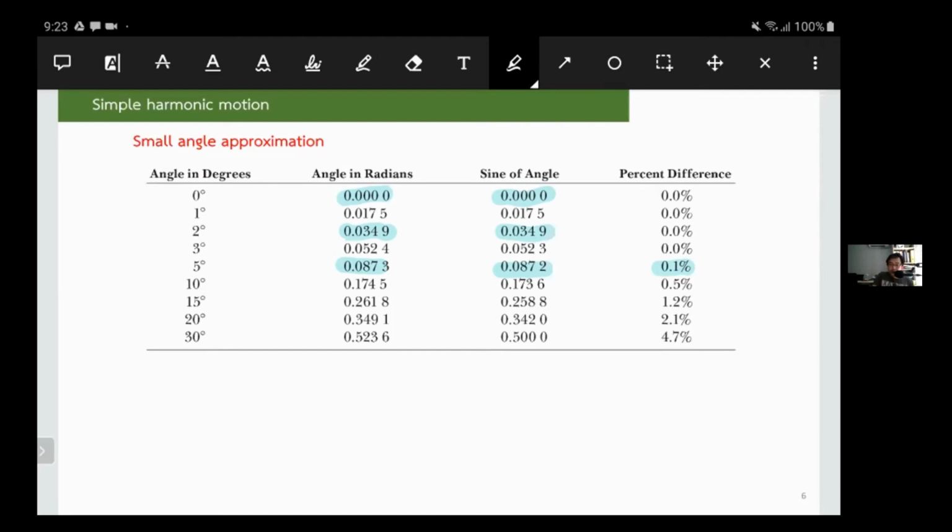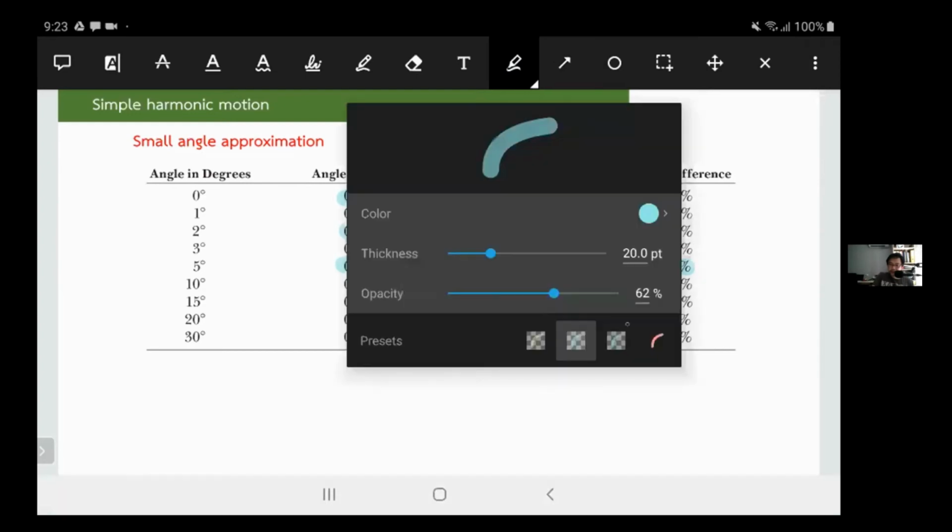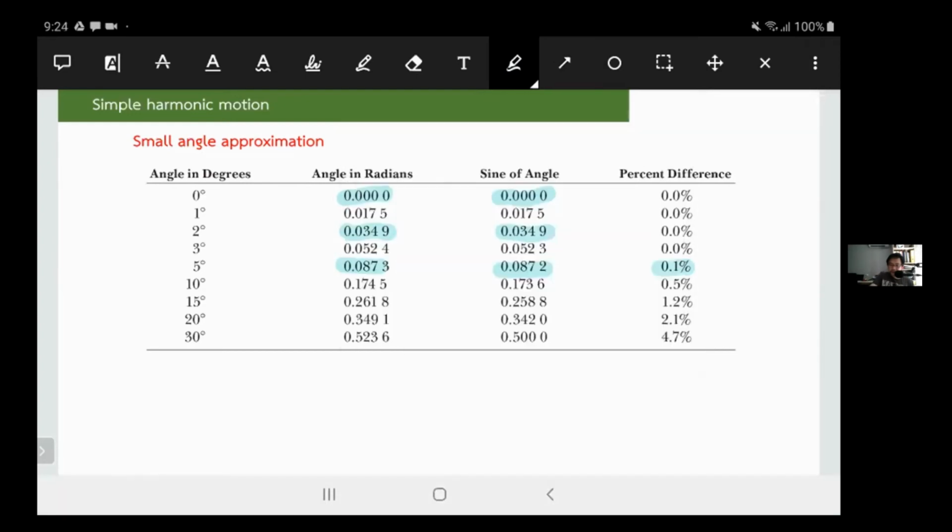And now you can go up to maybe 10 degrees if you like. If you go up to 10 degrees, your error is around 0.5. Maybe this starts to be unacceptable for some, but for us, it's still not bad. If you allow maybe 1%, you can even go to like 15 degrees.